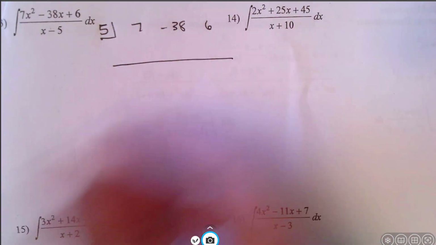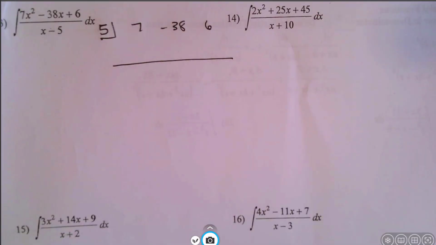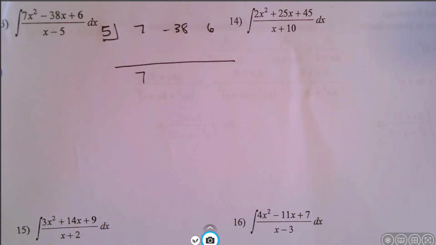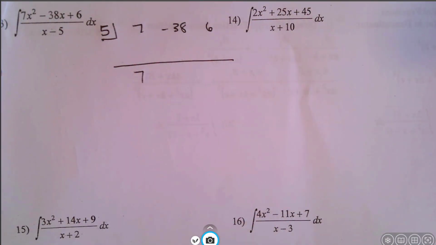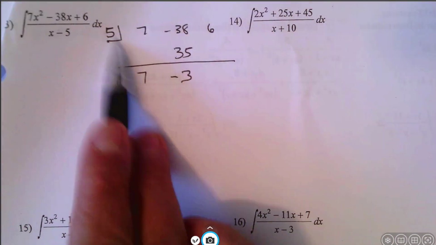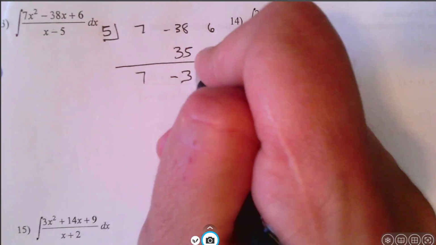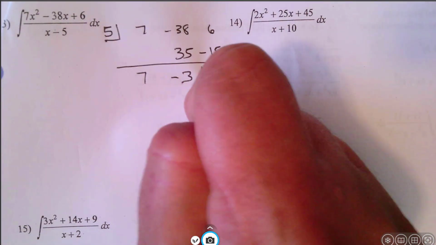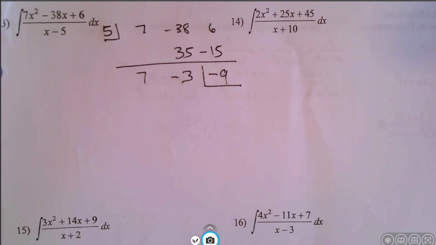Leave a space, draw a line, bring the first number down. Remember, you're adding going down, you're multiplying to put the numbers back up there. So 5 times 7 is going to be 35. Add going down, that gives us negative 3. Multiply to go back up, that's going to be negative 15. Add going down, that's negative 9. The last number will be your remainder.